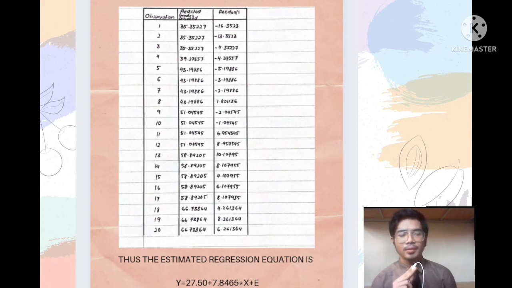while the 20th observation is 66.73864. In terms of residuals, there is a fluctuation of value. On observations 1 to 10, there is a negative value, while the observations 11 to 20 have a positive value. Thus, the estimated regression equation is y equals 27.50 plus 7.8465x plus e.